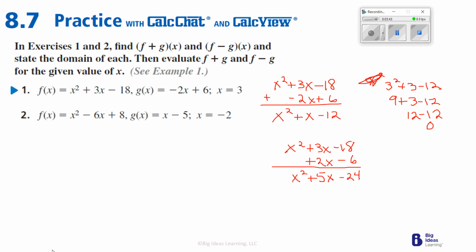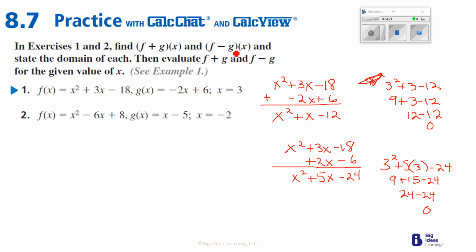Now let's work this next one over here. If x is 3, then this would be 3 squared plus 5 times 3 minus 24. Oh no, 3 squared is 9. 9 plus 15, 3 times 5 is 15. Minus 24. Well, 9 plus 15 is 24. I have 24 minus 24, and that equals 0. So when I evaluate each of these, I'm going to get a 0 answer for each of them.